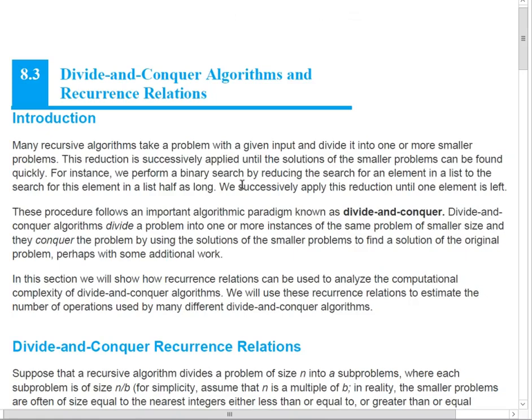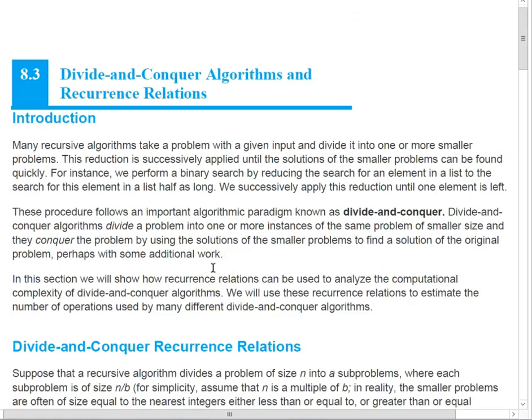For instance, we perform a binary search by reducing the search for an element in a list to the search of this element in a list half as long. We successively apply this reduction until one element is left. This procedure follows an important algorithmic paradigm known as divide and conquer.